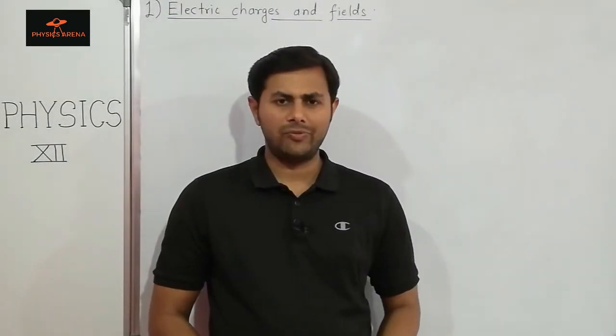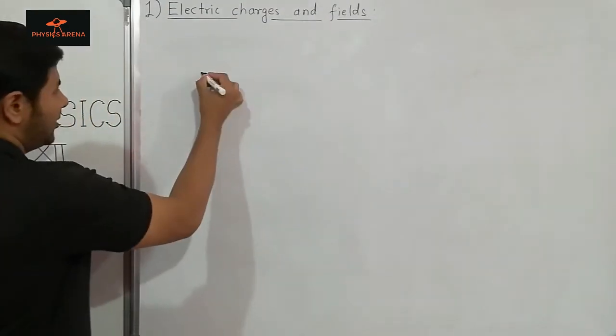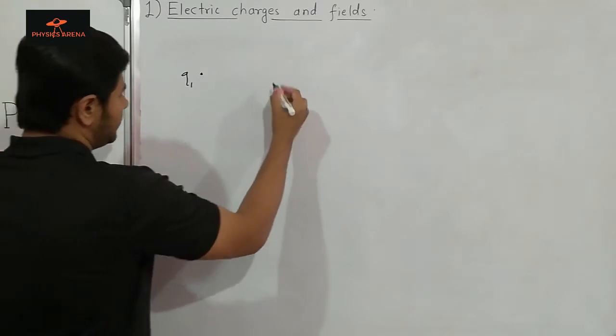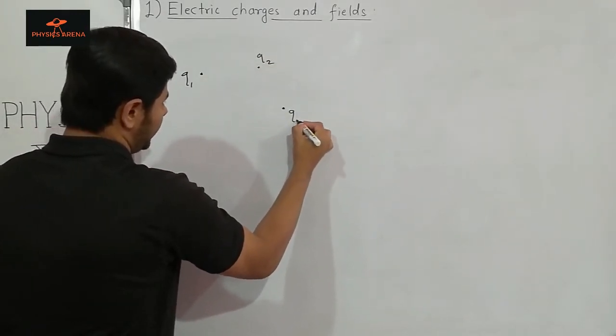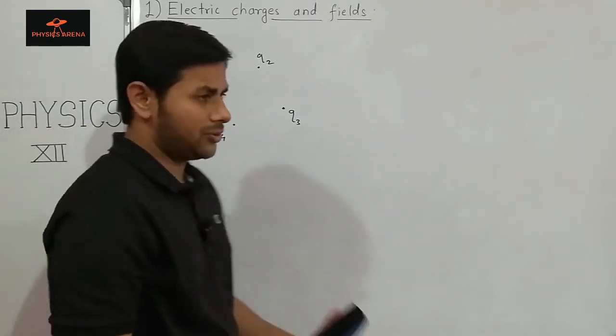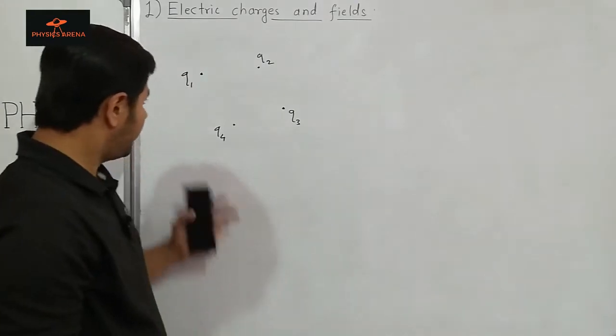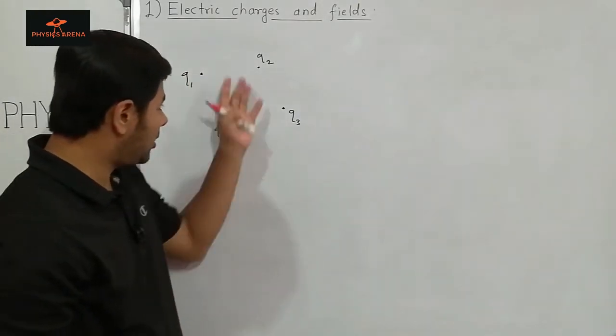Now suppose we have more than two charges. So suppose this is Q1, Q2, then Q3, Q4 and so on up to Qn. Then what will be the total force on this Q1 due to all other charges?